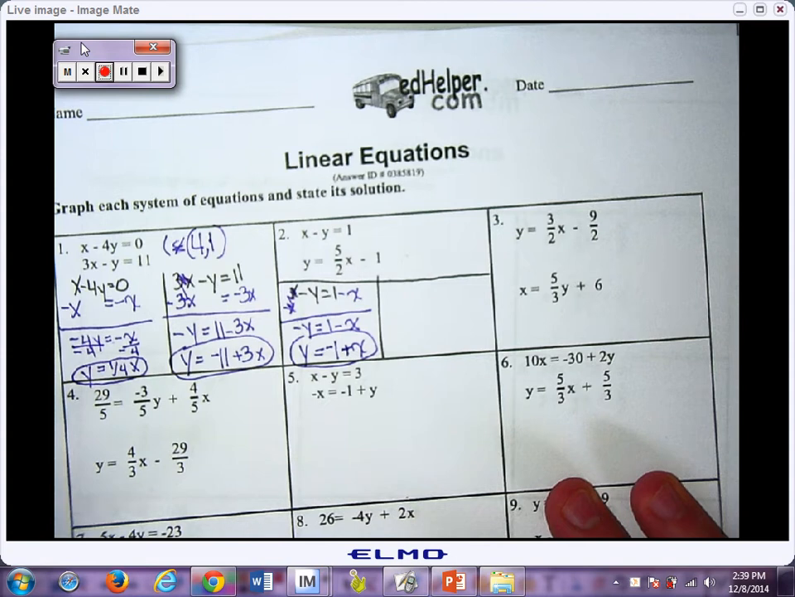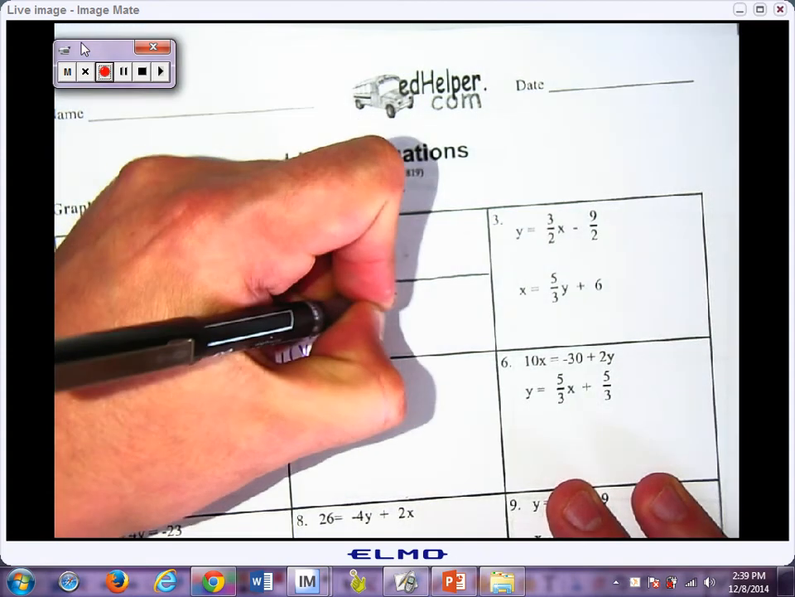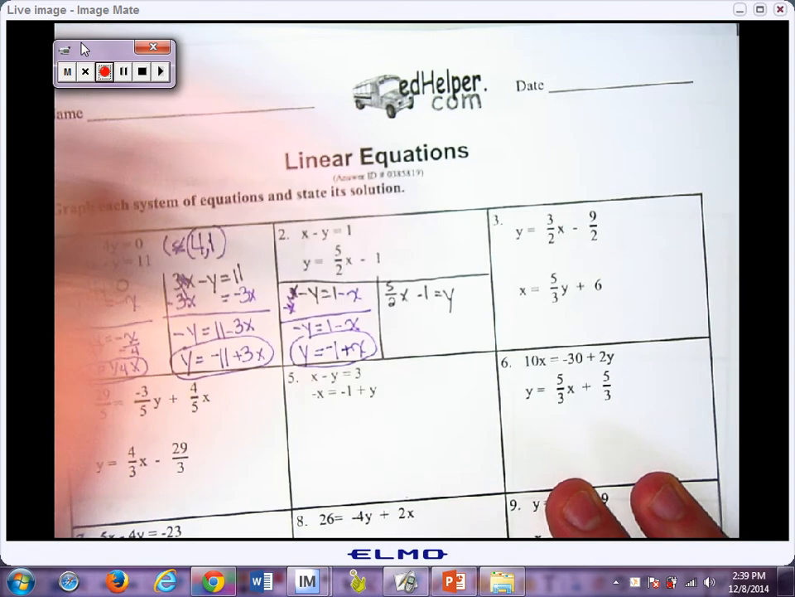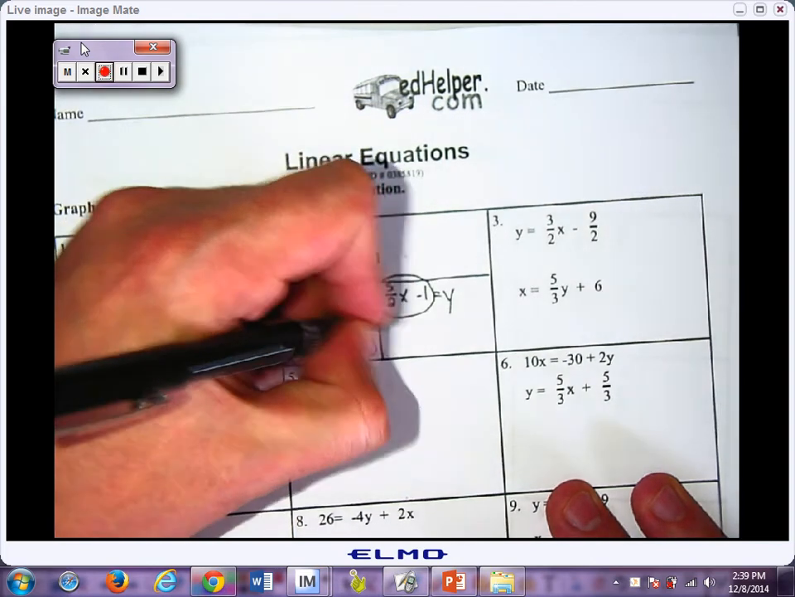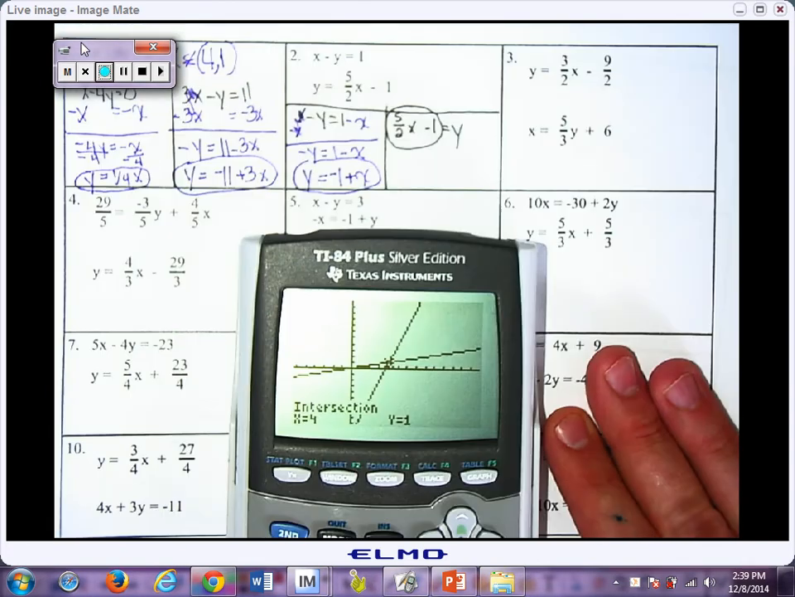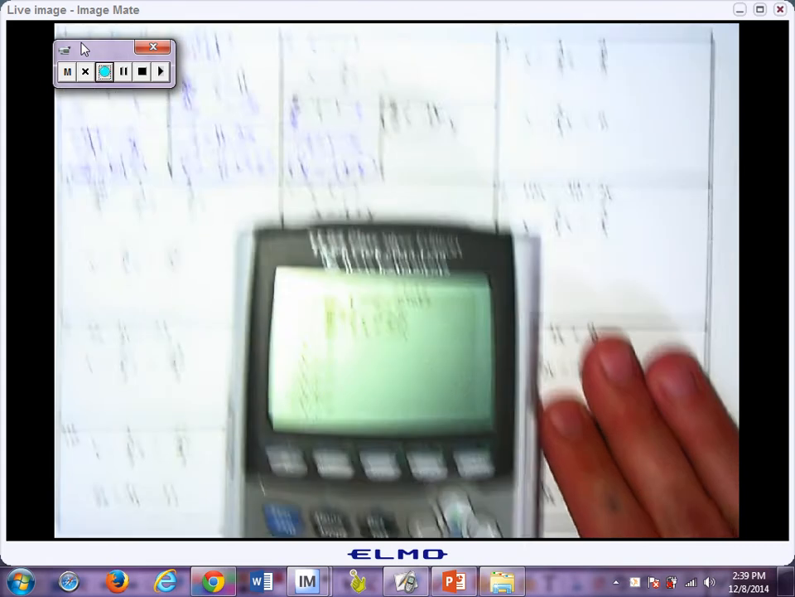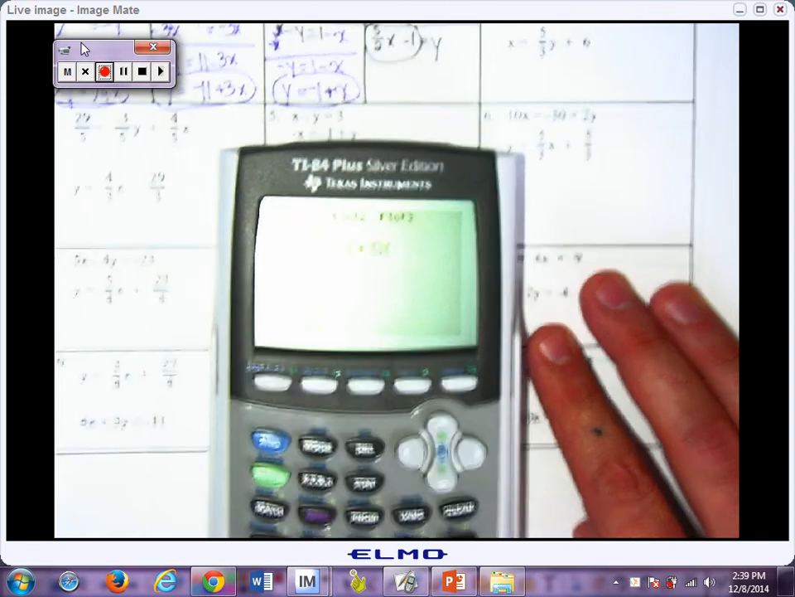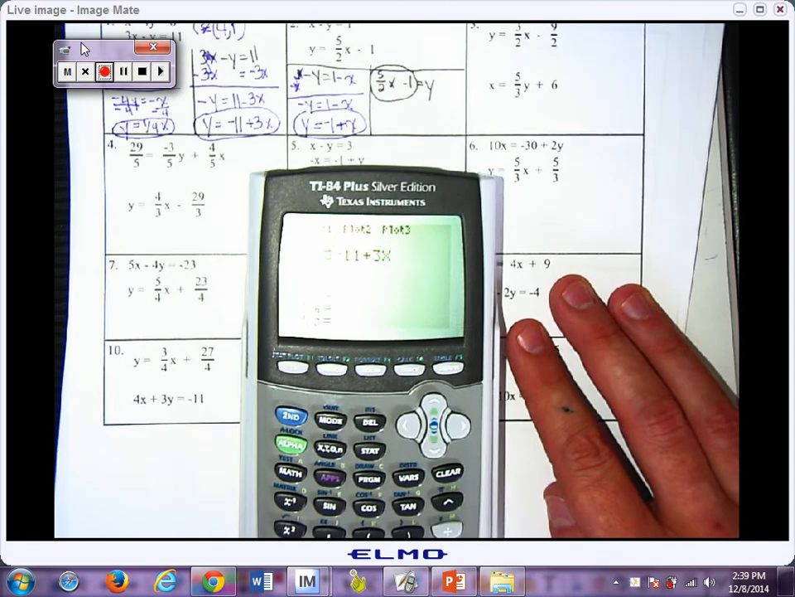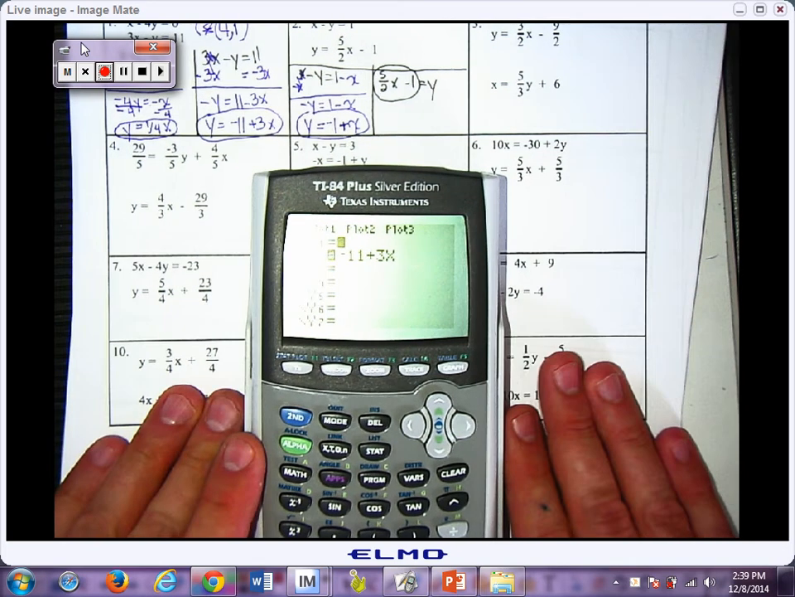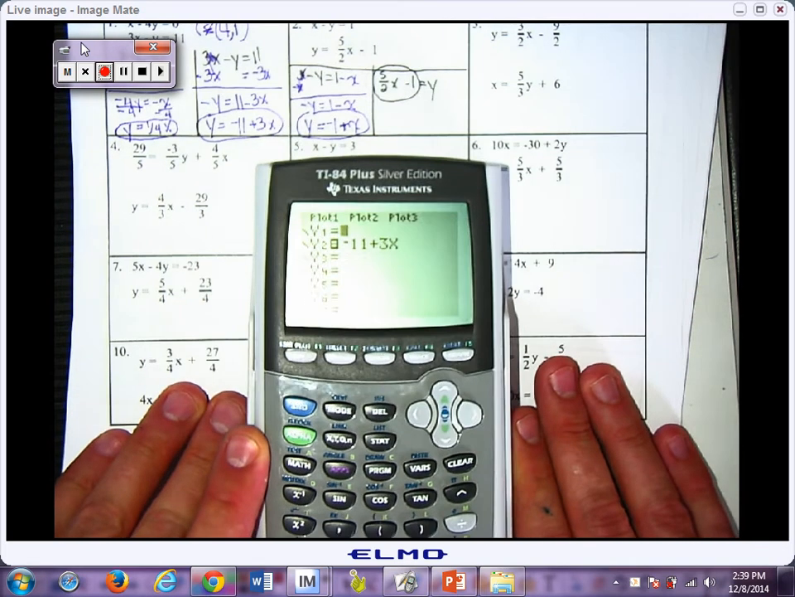The second equation I have was 5 halves x minus 1 equals y. That's already in y equals form, so I can graph it just like that: 5 halves x minus 1. So I'm going to go ahead and graph these two lines. I'll start off by clearing out what I had. I just press the clear button over here underneath the arrow keys. Let me zoom out a little bit so we can see better, and focus. I know there's a glare, so I'll try to tilt this to avoid it.